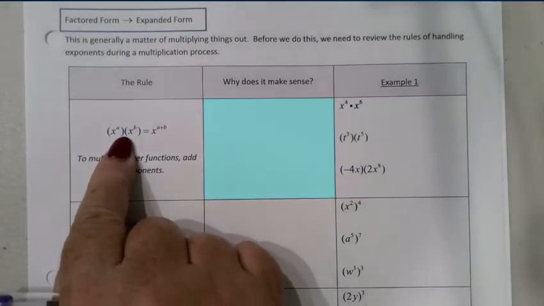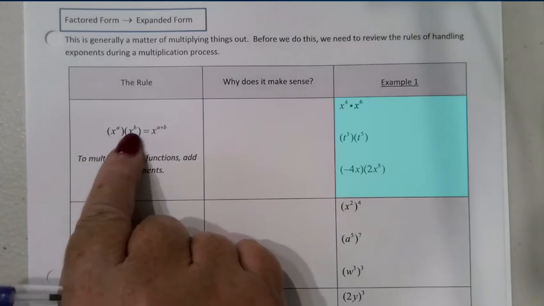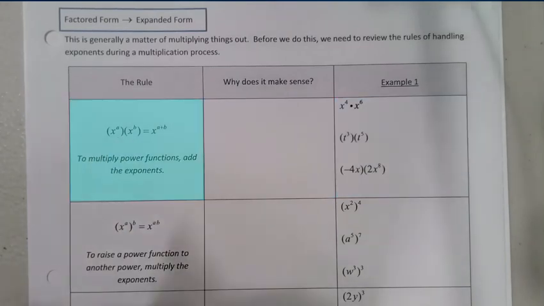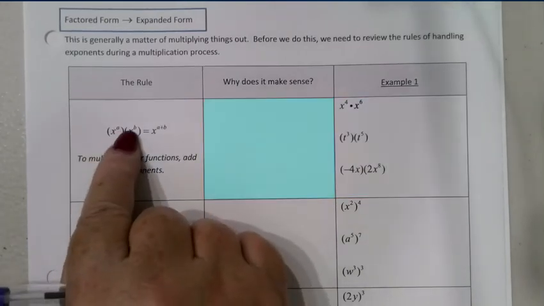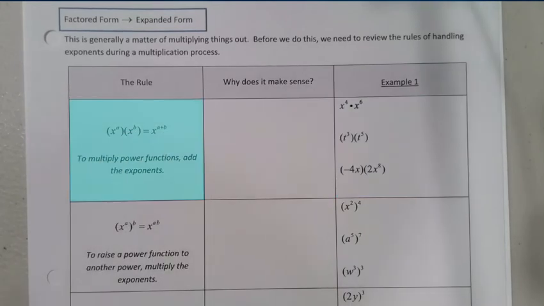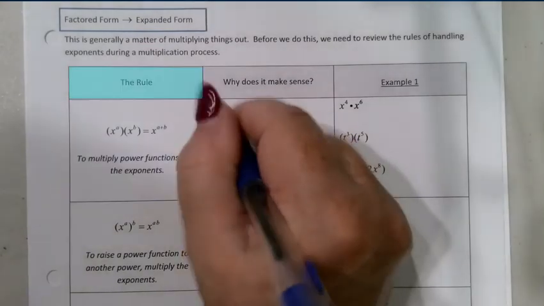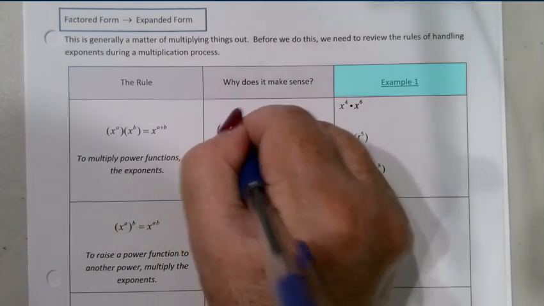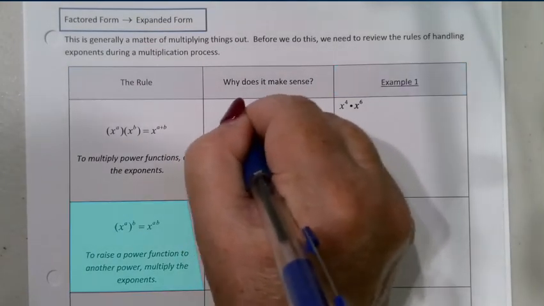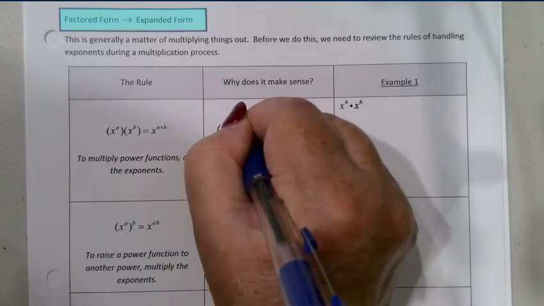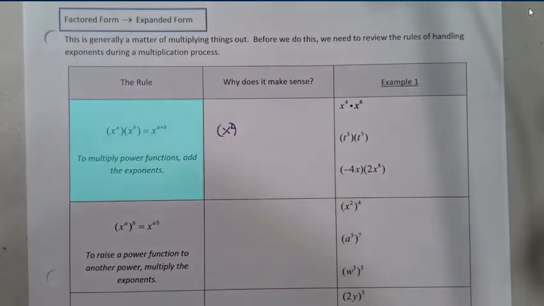First of all, notice this is really just two power functions that I'm multiplying together. When I multiply, I actually add the exponents. If you think about that, hopefully it makes sense. For example, if I just take a simple little example like x squared, let me start that over so it's more readable.